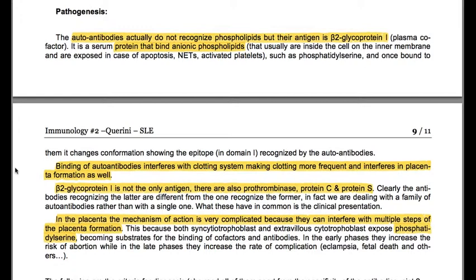Beta-2 glycoprotein 1 is not the only antigen. There are also prothrombin, protein C and protein S. Clearly, the antibodies recognizing the latter are different from the ones recognizing the former.